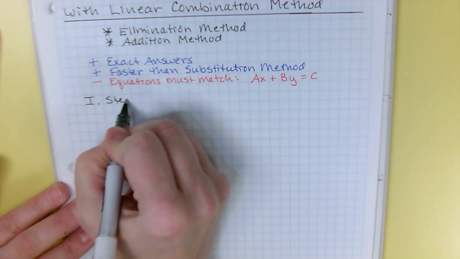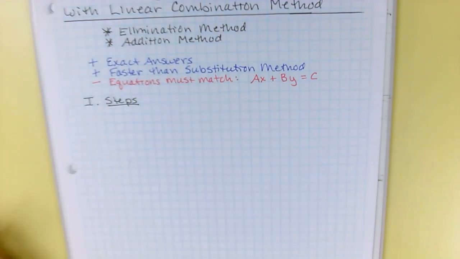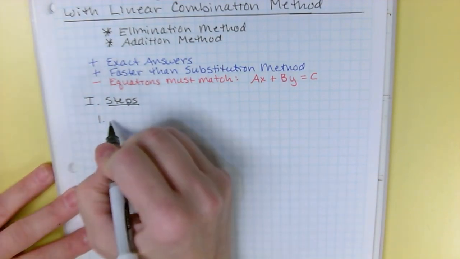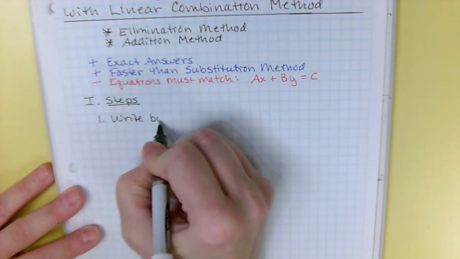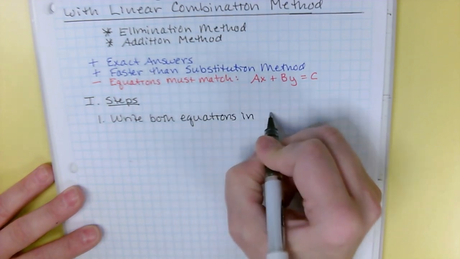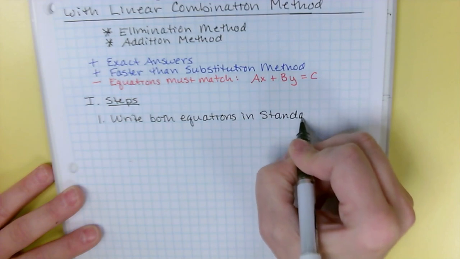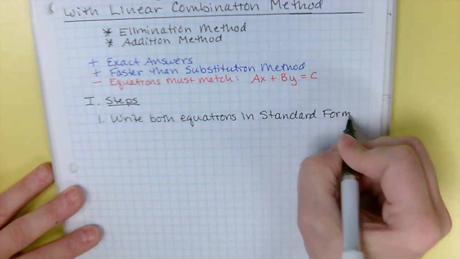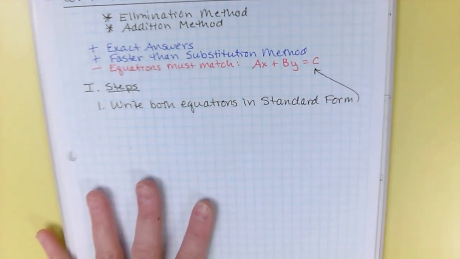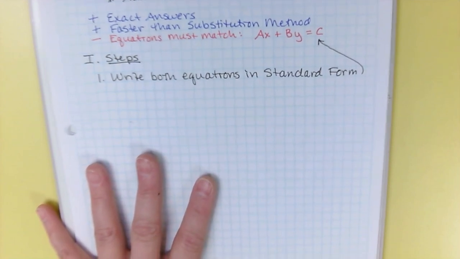All right, Roman numeral 1, steps. And I'm going to give you the steps. I know the steps are kind of long, but that way if you get stuck, you have a way to kind of look up how to do it. So step number 1 is to write both equations in standard form, which is AX plus BY equals C. So that's your very first job, is to get them in the same form.